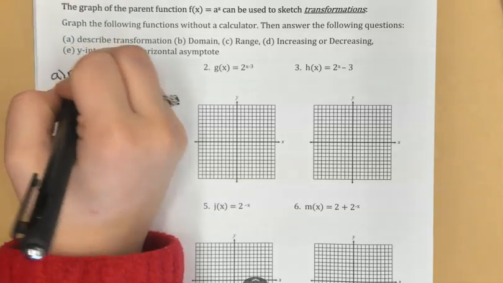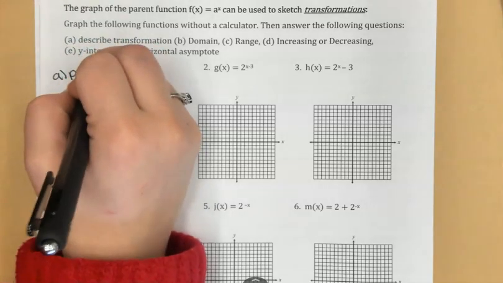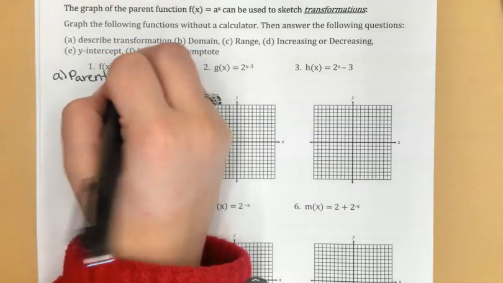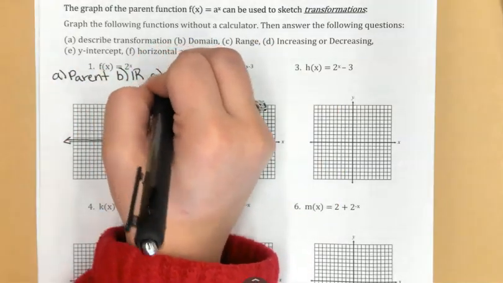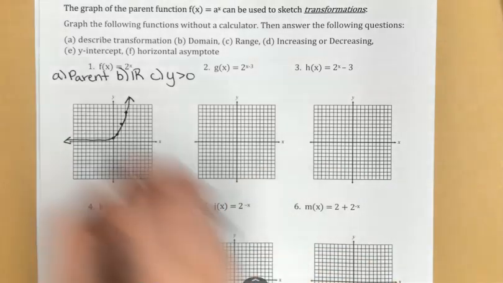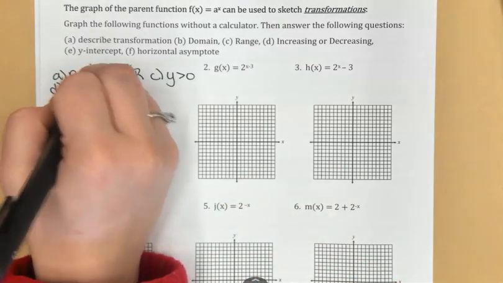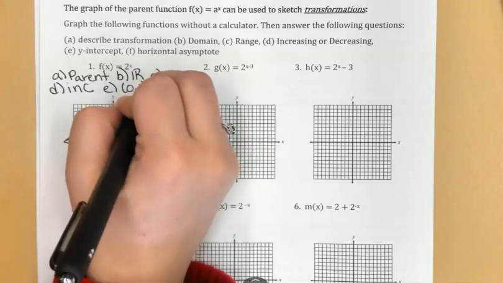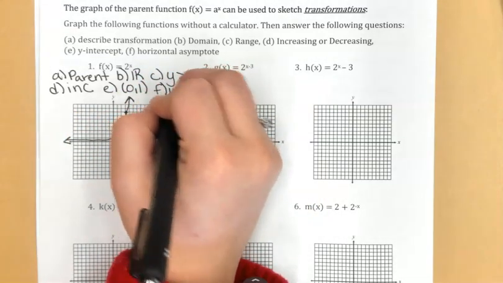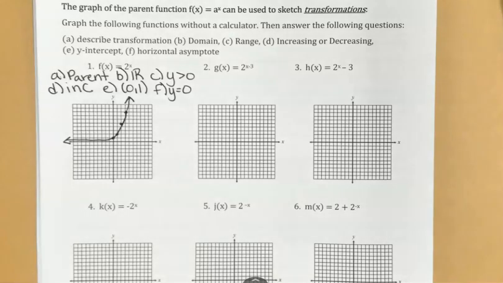And this is the parent function, so I don't have any transformations to reference just yet. The domain of this function is all real numbers. My range is that y is greater than 0. It is an increasing graph. My y-intercept is at 0, 1, and I've got a horizontal asymptote at y equals 0.